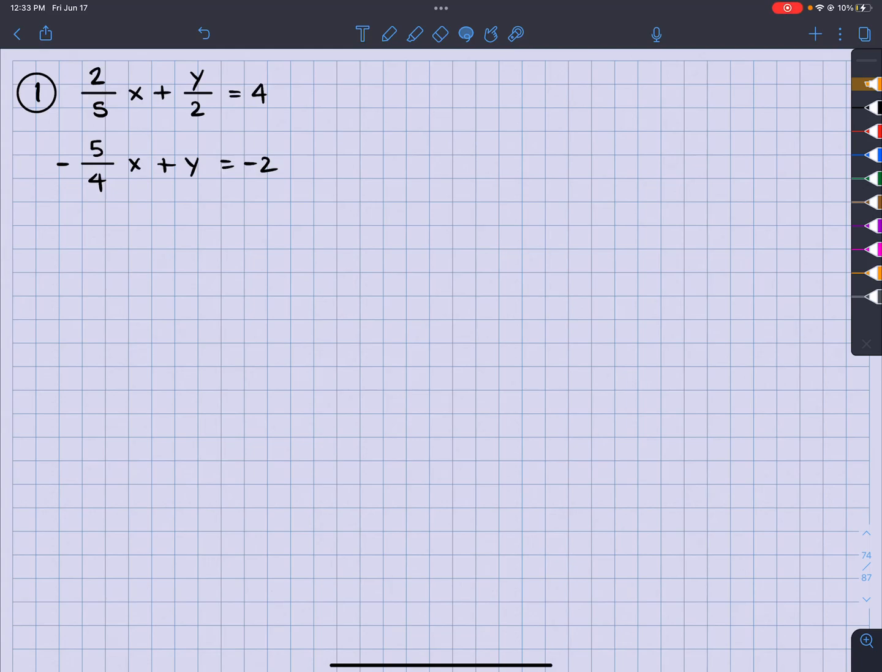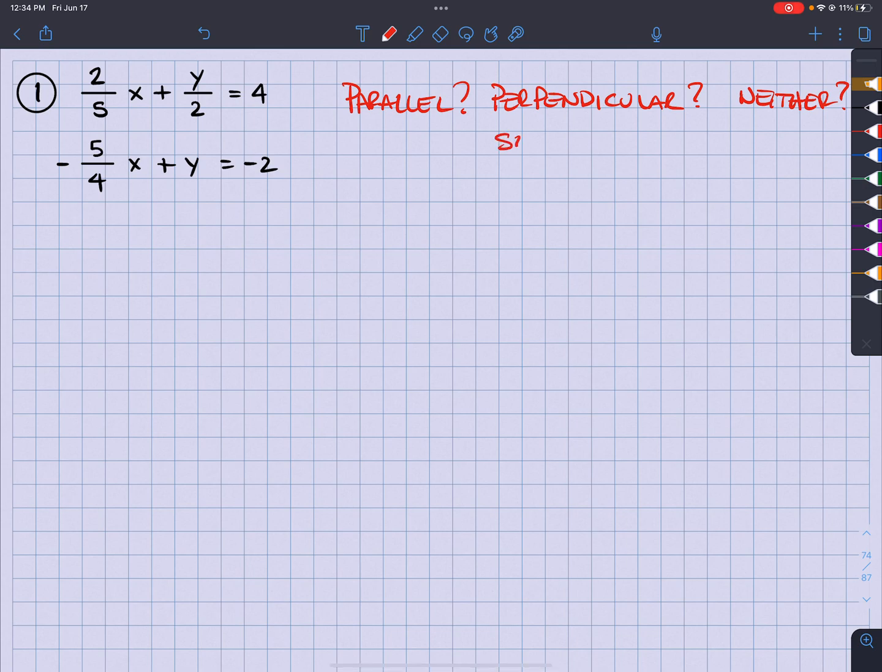All right, so over here we have two equations, and what it wants to know is if these two lines are parallel, perpendicular, or neither. So in order to know if they're parallel or perpendicular, we need to look at their slope.